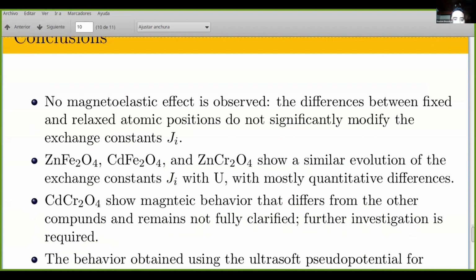Conclusion: no magnetoelastic effect is observed. The difference between fixed and relaxed atomic positions does not significantly modify the exchange constant J. Zinc ferrite, cadmium ferrite, and zinc chromite show a similar evolution of the exchange constants J with U, with mostly quantitative differences. Cadmium chromite shows magnetic behavior that differs from the other compounds and remains not fully clarified. Further investigation is required.